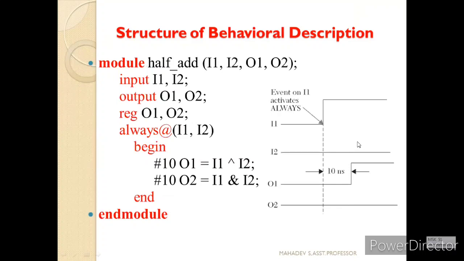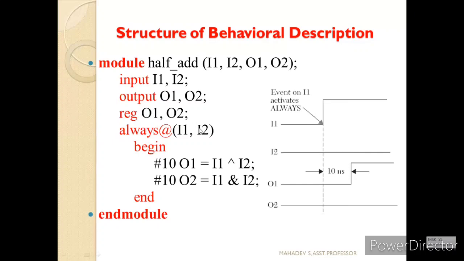So let us see a simple example with half adder. Half adder, as we know, has 4 IO pins, that is 2 inputs, 2 outputs: I1, I2, O1, O2. I1 and I2 are declared as input, O1 and O2 are declared as output. Now, since O1 and O2 are used inside this always block, we have declared them as registers.